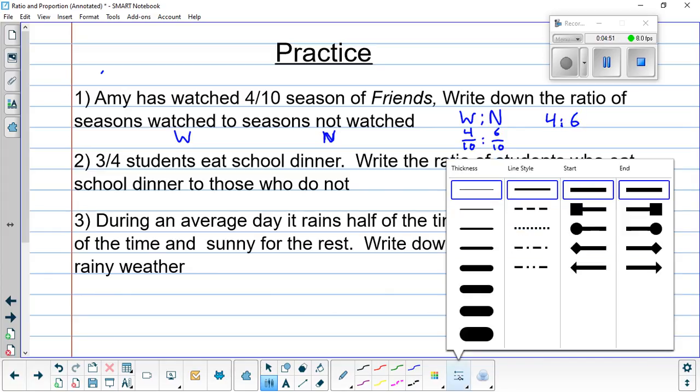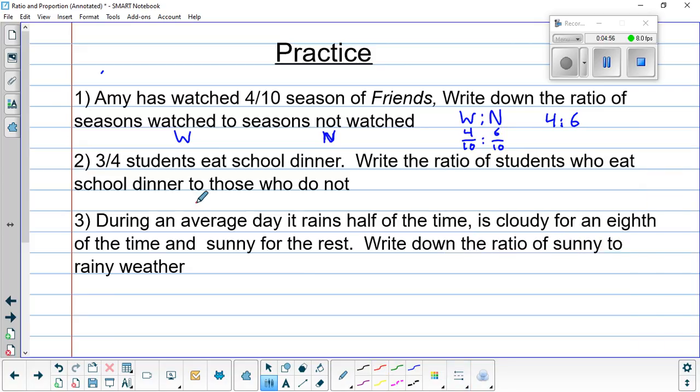Looking at question 2, we have 3/4 of the students eat school dinner. Write the ratio of students who eat school dinner to those who do not. So I'm going to put D for dinner and N for not. So D to N is 3/4 and 1/4. So at the end, we can just drop our denominators again, and we just write it as 3:1.